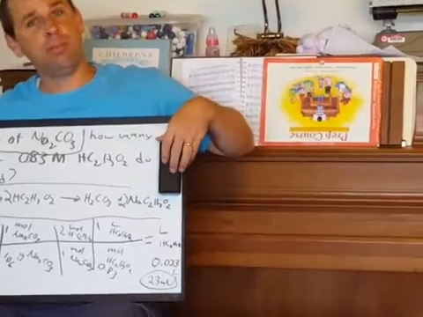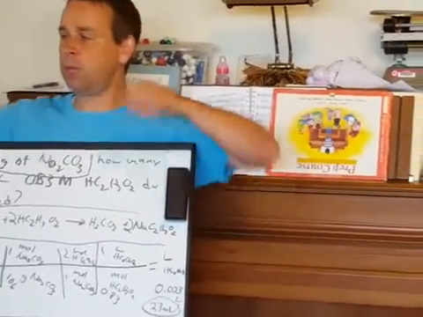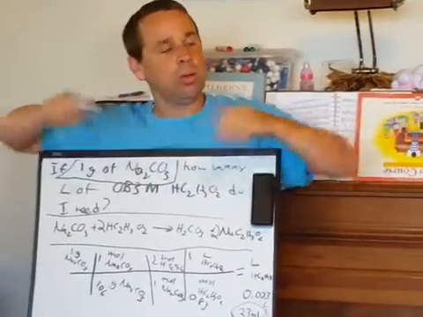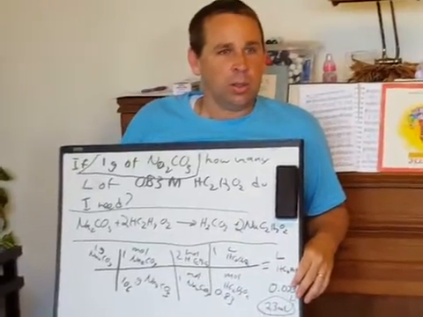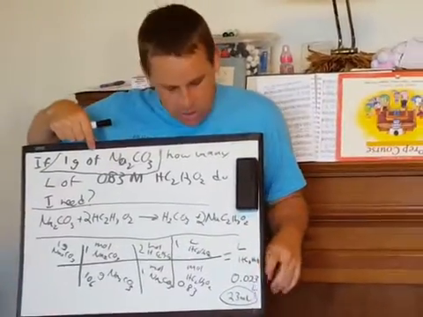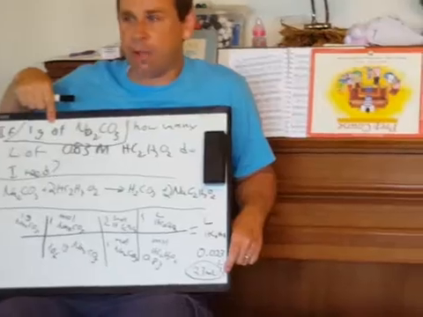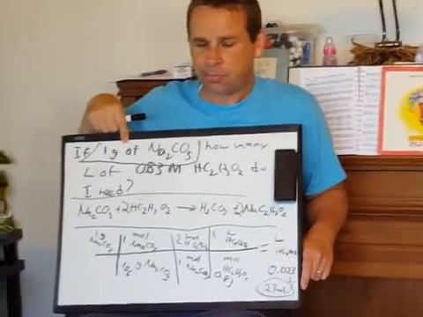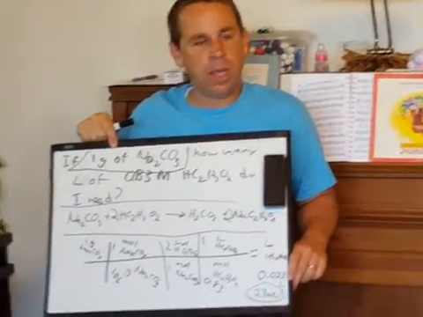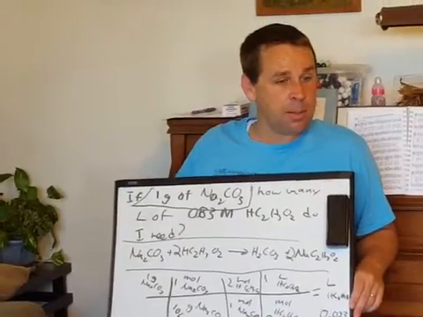What time is it, Sam? 8:16. Okay. So, next class, you guys have to remember these numbers. 23 mils for every gram.